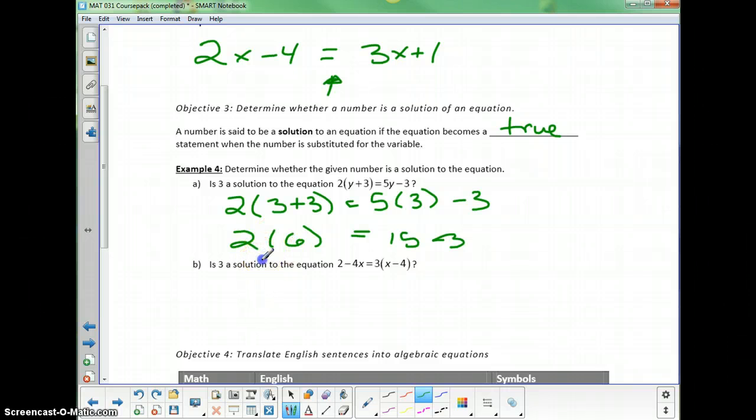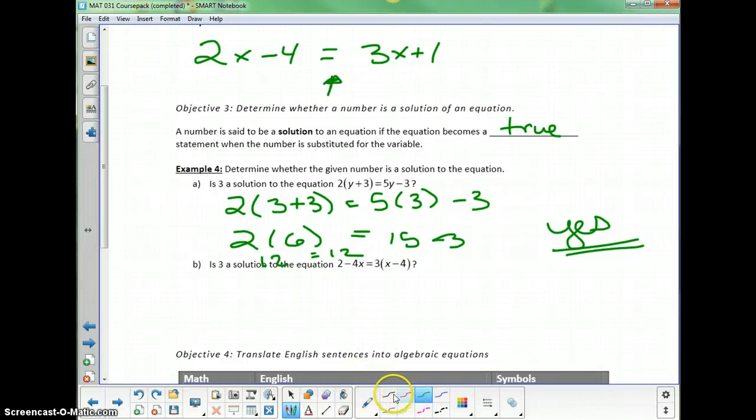2 times 6 is 12. Is that equal to 15 minus 3 is also 12? So this is a yes. Okay, this is a yes or no question. Is it a solution or not? So the question is really, is it true or not?